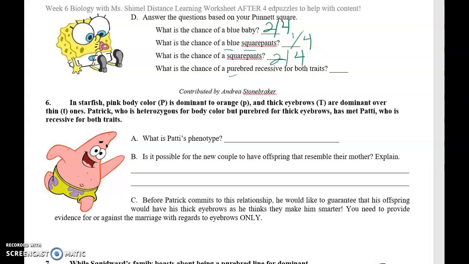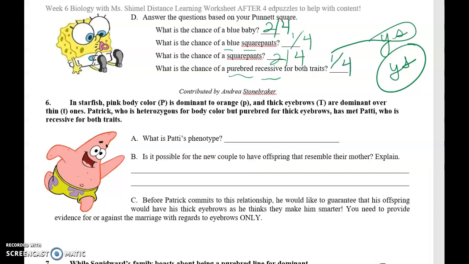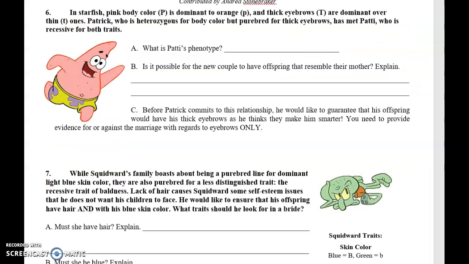But what is the chance of being purebred recessive for both traits? That's where SpongeBob's recessive genes would have gotten together with her recessive egg. Well, that's all she can pass on, but that's only going to happen 1 out of 4 times for the Punnett square up above. You could do a Punnett square for number 6 if you really want to, but you don't have to.